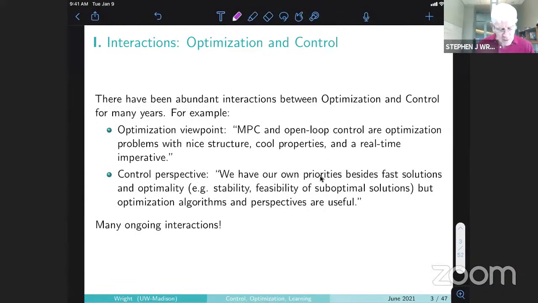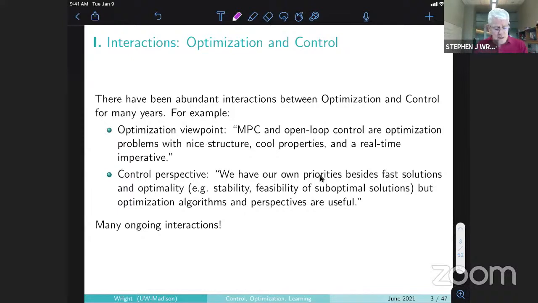And I took the viewpoint of someone that was trained in optimization. I said, well, here are these control problems, MPC, LQR, open loop control. These are just optimization problems with a lot of nice structure and a lot of cool properties. And also you need efficient algorithms because you need to solve them in real time. So that was my kind of very parochial, narrow-minded viewpoint of control. But of course, control people have a more mature, broad perspective on this. They don't just want to get optimality and fast solutions. They want to prove things about the stability of the controller. They want to be able to use solutions that maybe are not optimal, but are at least feasible and will give you stable control and so on. They know that optimization algorithms and perspectives are useful, but they've also got their own collection of algorithms.